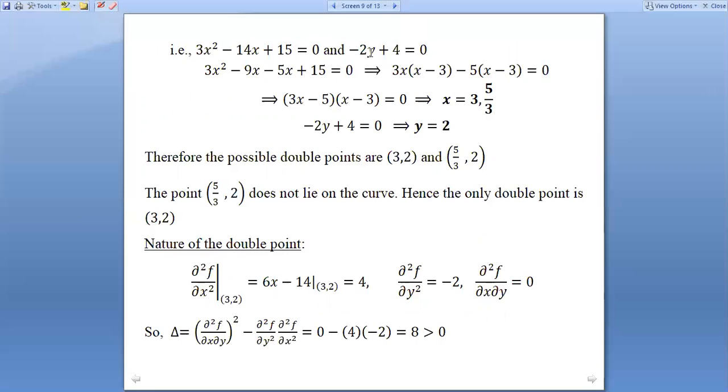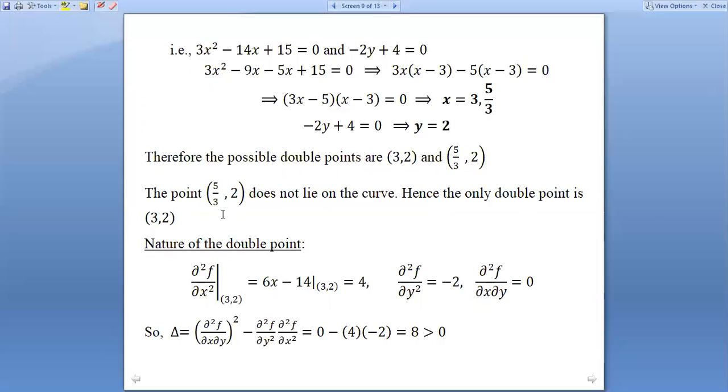Next, if you take 2 minus 2y plus 4 is equal to 0, I'll get the value y is equal to 2. Therefore, the possible double points are x has 2 values and y is 2. So I'll get 3 comma 2 and 5 by 3 comma 2. So there are 2 points. But when we check these 2 points, the point 5 by 3 comma 2 does not satisfy the equation of the curve. So 5 by 3 comma 2 does not lie on the curve. Hence the only double point is 3 comma 2.